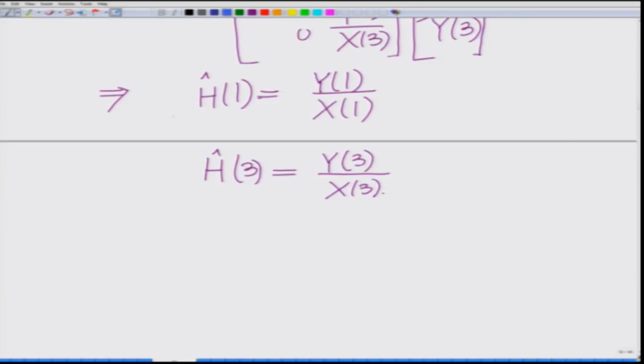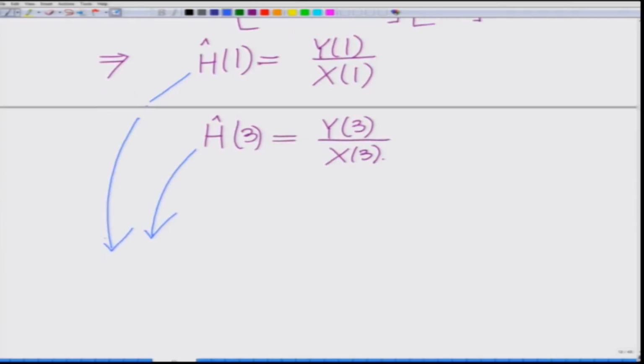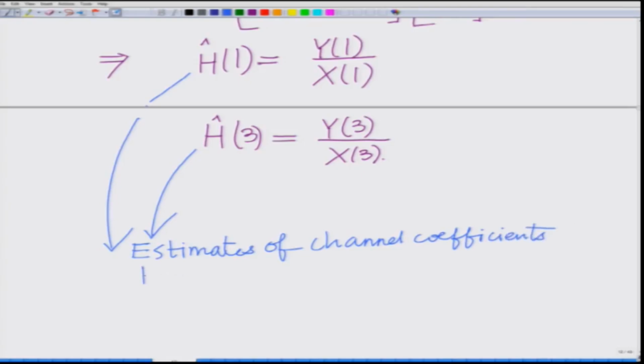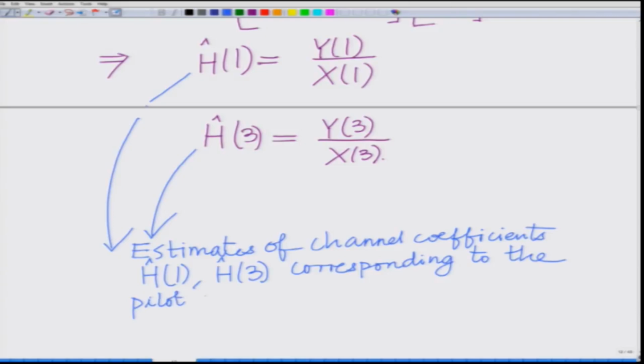So, what are these? These are the estimates of the channel coefficients h hat 1, h hat 3, corresponding to the pilot subcarriers, and that is something important to realize.